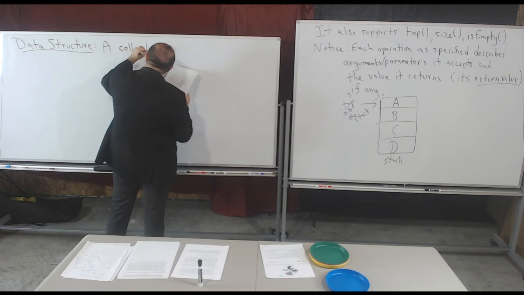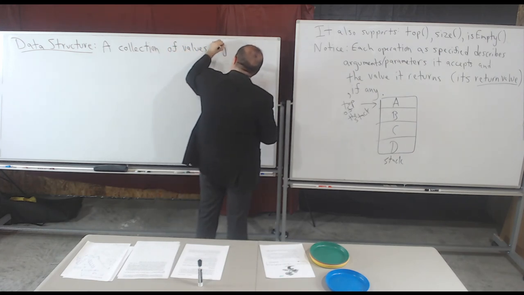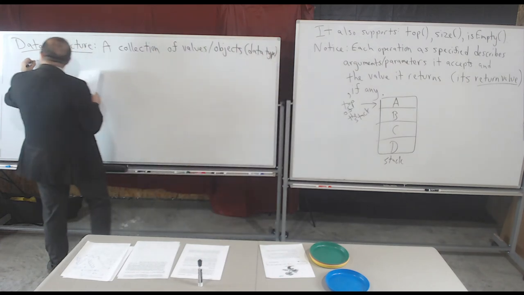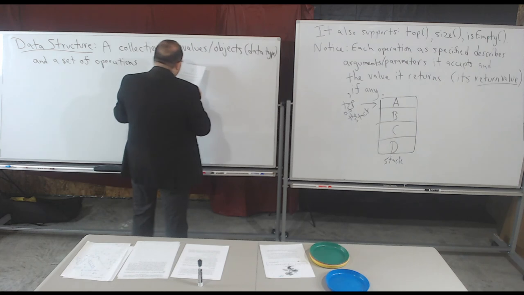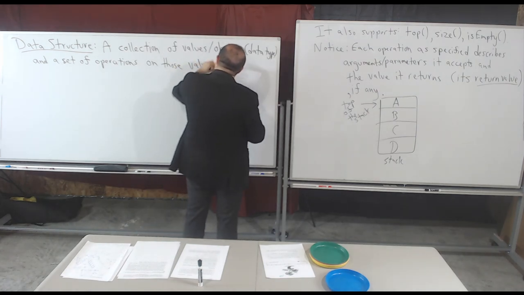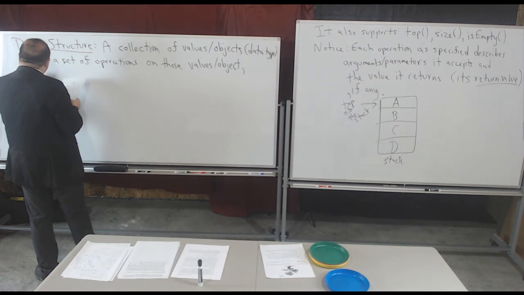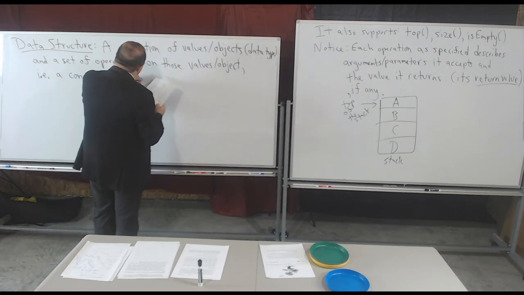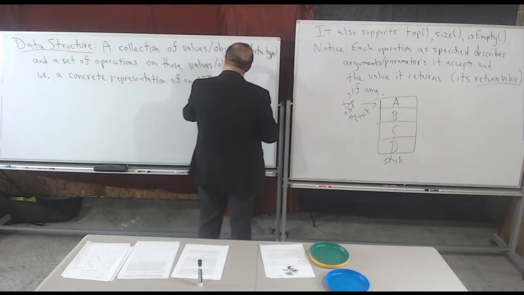This is going to look very similar to another one I showed you. A collection of values or objects. Remember, this is just the definition of a data type, a data type and a set of operations on those values or objects, if you want to substitute those. More formally, it doesn't make much of a difference, i.e. a concrete representation of an ADT, its implementation.